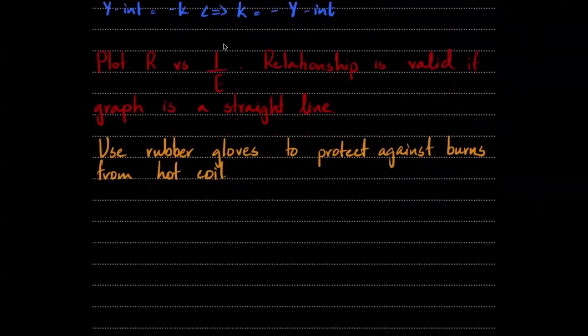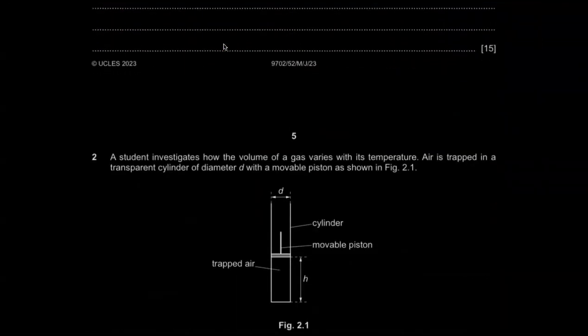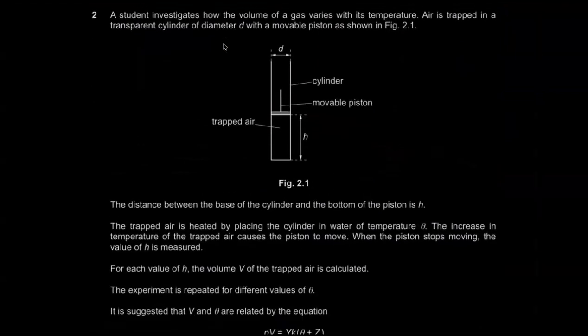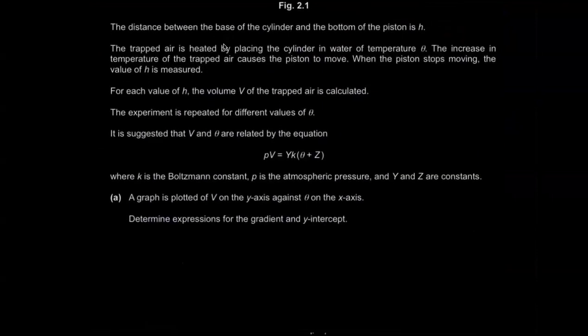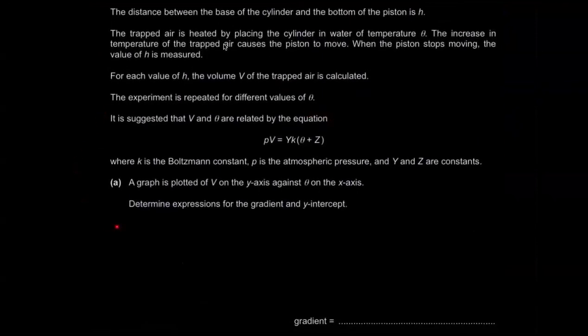All right. So now we have question number 2. Student investigates how the volume of a gas varies with the temperature. What I usually do, and I find that this is the most time efficient approach, is that I just start reading the question from here. And then I come back to the rest of the question when I actually reach those last parts, because that's where it's really useful, right?